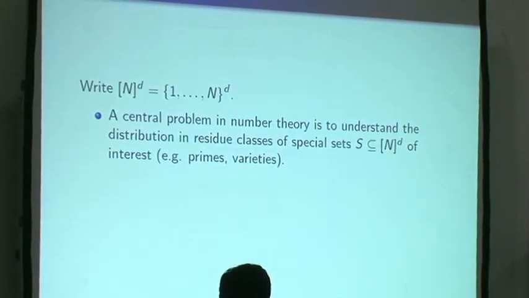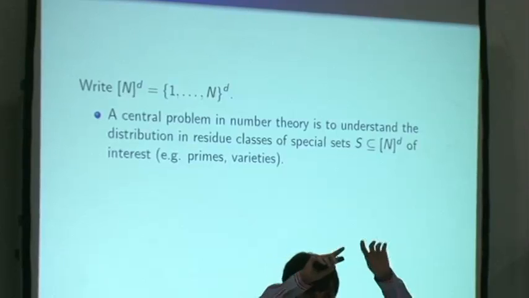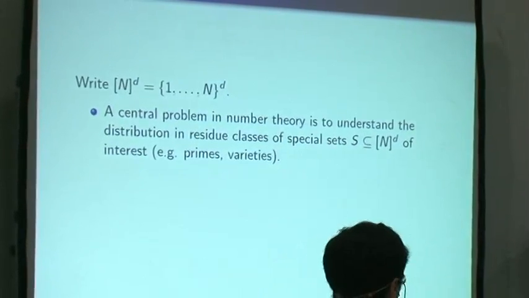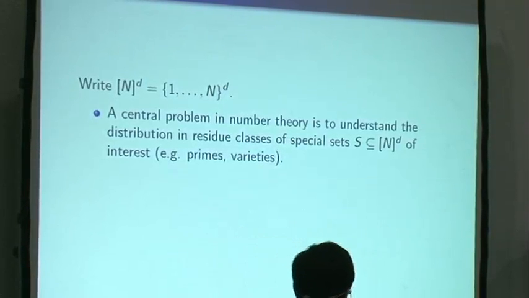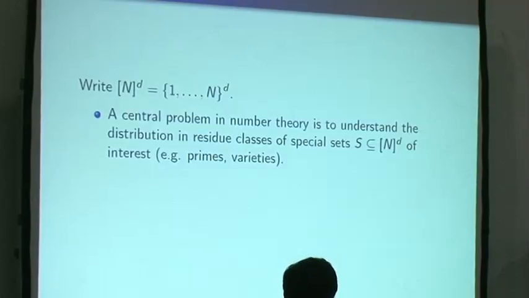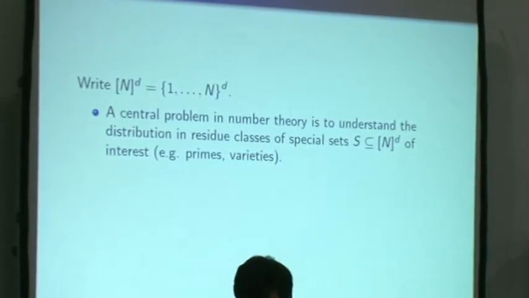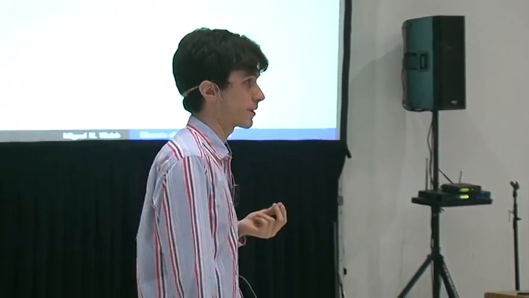So write [n] for the first n integers, and [n]^d is the cube formed by the first n integers in each coordinate. A central problem in number theory is to understand the distribution in residue classes of special sets inside this cube of interest. So for example, one basic interesting example of this are the primes.